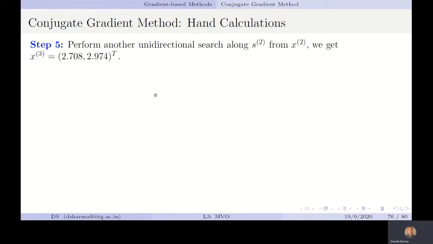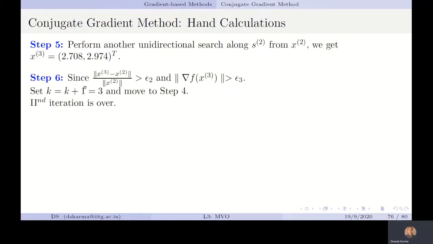In step 5, we are again going to perform a unidirectional search along S2 from X2, and the single variable optimization techniques will help us to find the value of lambda star, and we can get a value X3 as 2.708, 2.974 and the transpose of it.